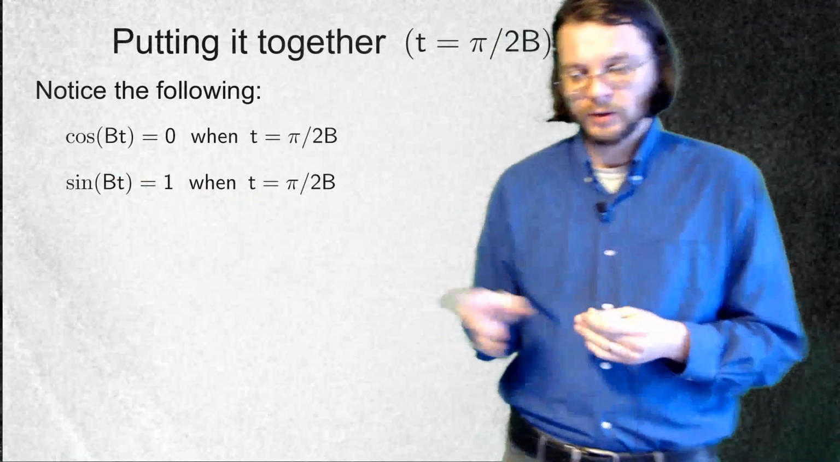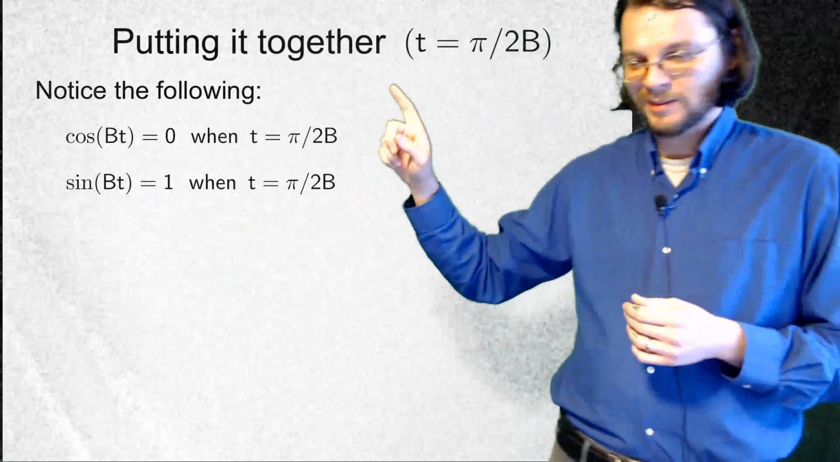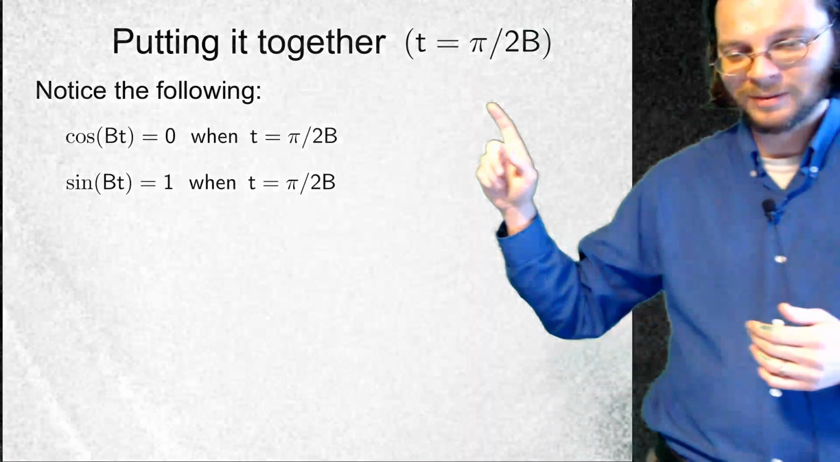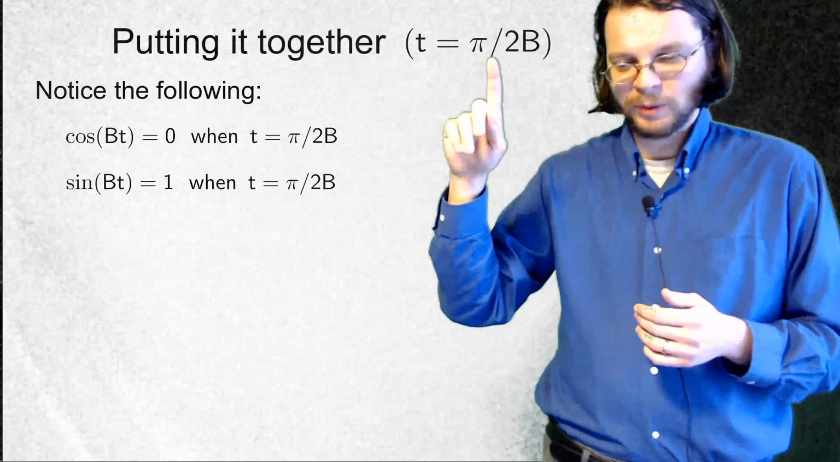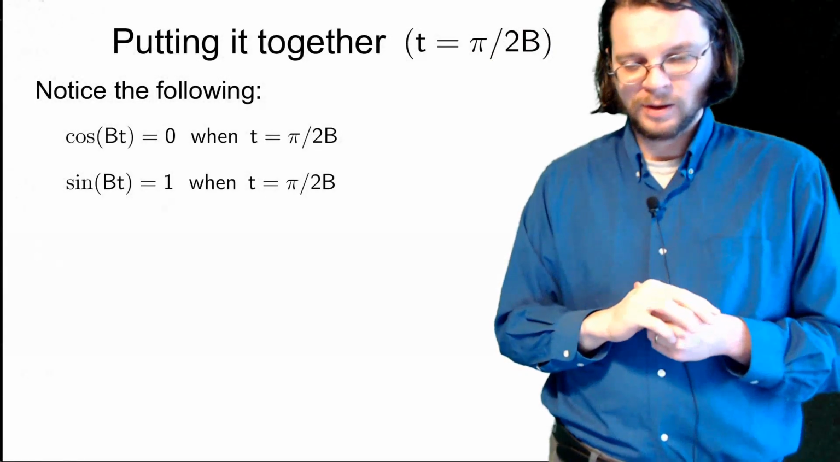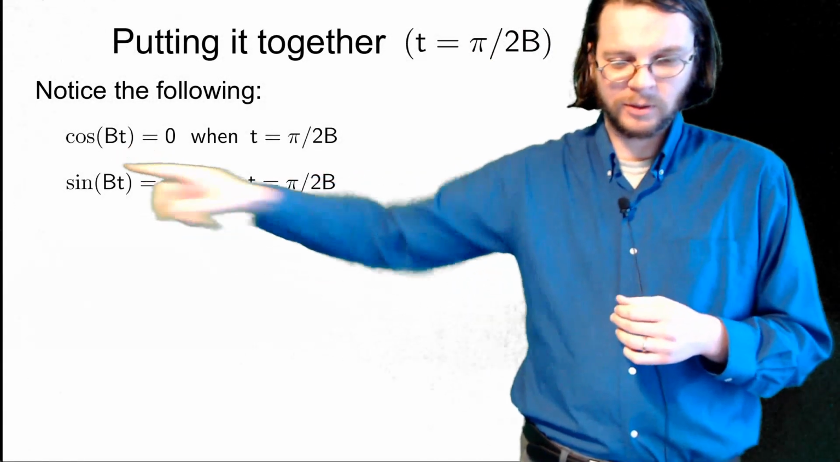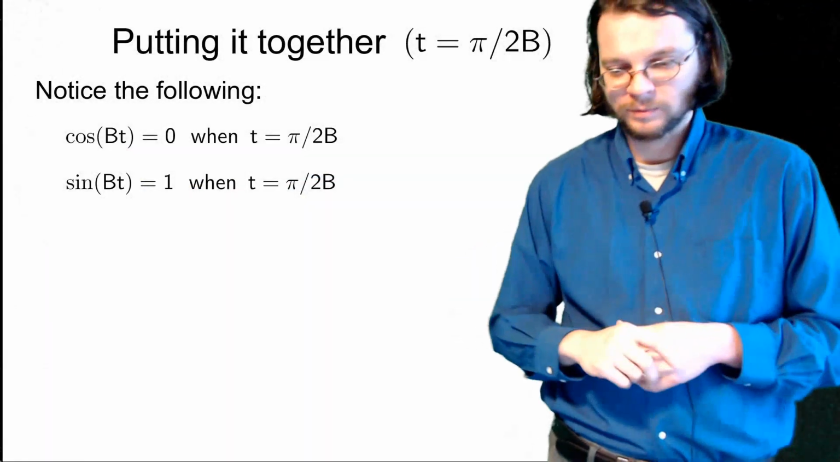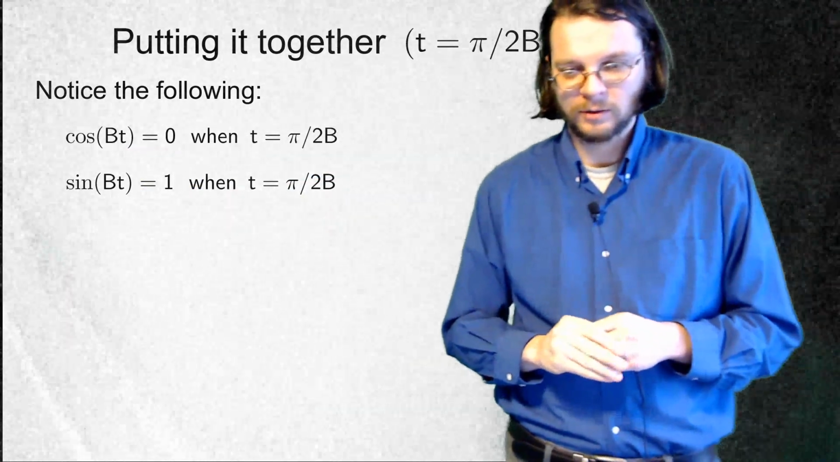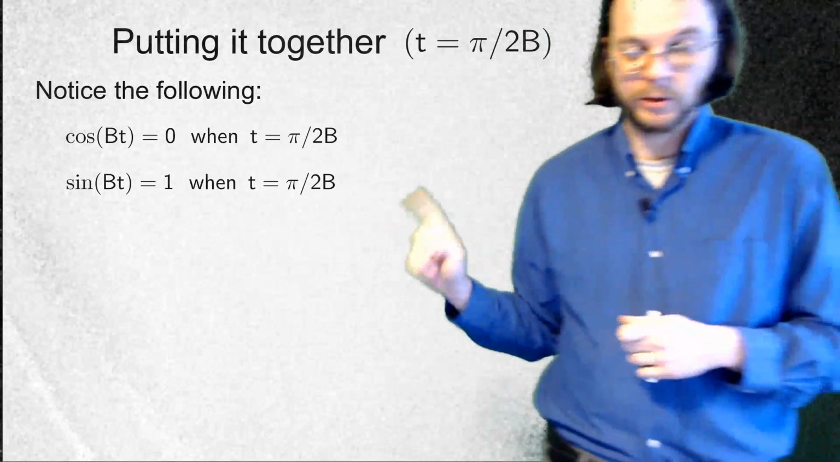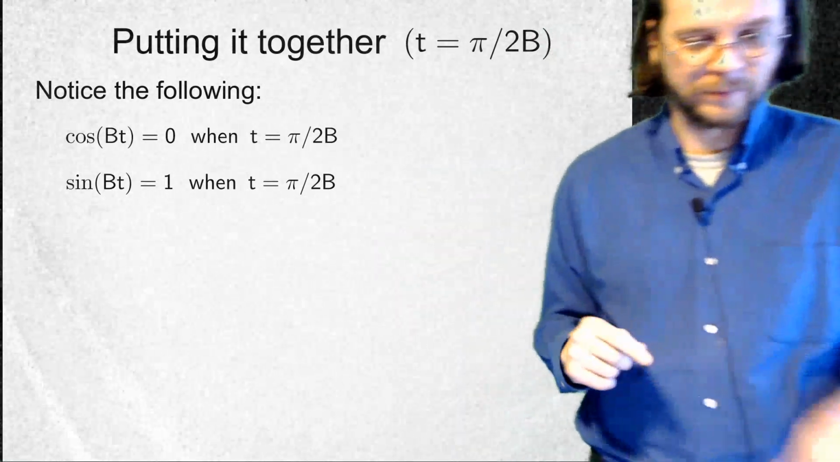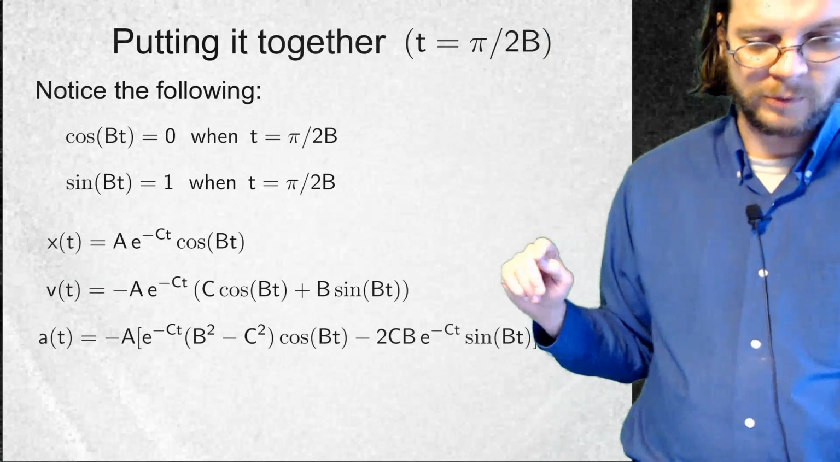And so I don't even know what time this is. I just know that at some time, there should be some time for which t is equal to pi over 2b, such that this cosine would be 0 and the sine would be 1 because of the way this is constructed. So this is kind of a clever trick that you might not have thought of, but we're going to use this to great effect. Okay? So let's use this with our formulas.